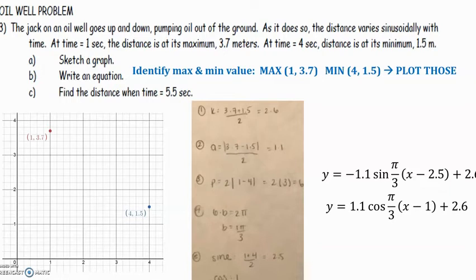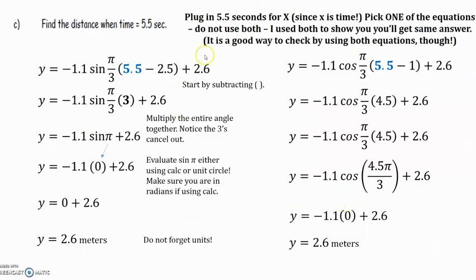So now we have our last question. Find the distance when time is equal to 5.5 seconds. Our time is 5.5 seconds. I'm going to plug that in for my x value. So I take my two equations and I'm plugging in 5.5. Now I make a note here that you really only have to pick one equation to plug it in. The reality is if you plug it in both of the equations, that kind of helps you check your answer because you have to get to the same value. So if you don't get to the same value when you plug it in both times, you did something wrong. So it's kind of a good check.